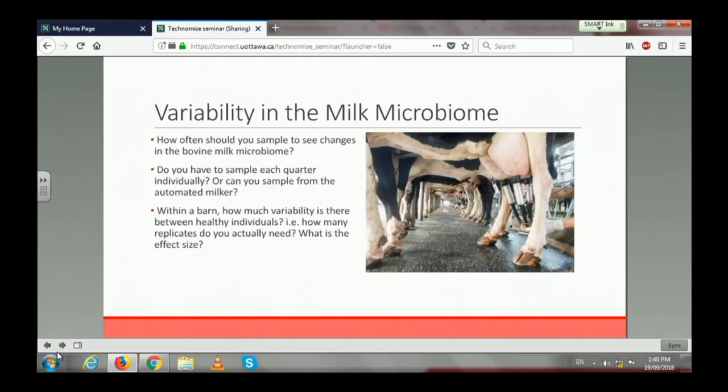The third question was, what's the effect size? How many cows do you reasonably need to sample to see big differences? This was in 2016. There's been one paper published since that gets into this pretty well, but there wasn't one when I started.